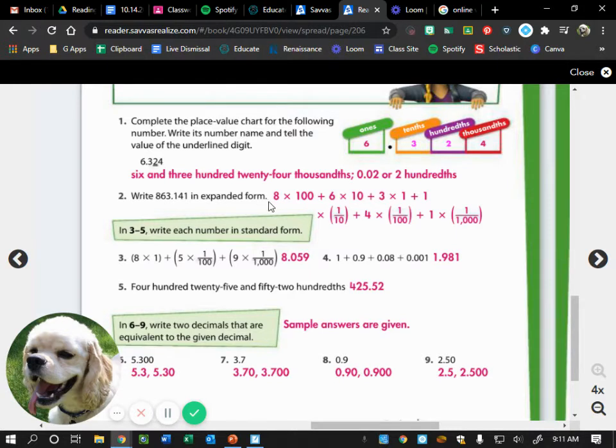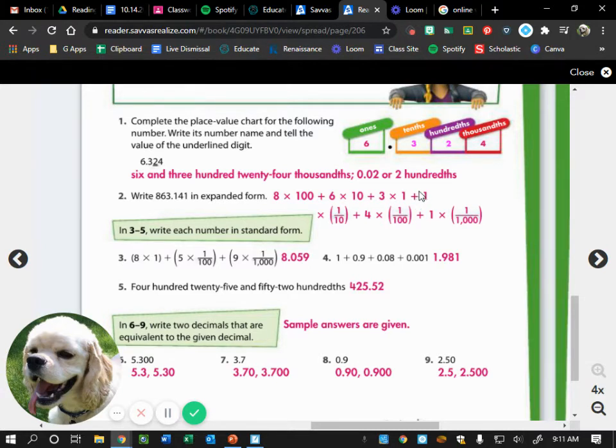Now, our book sometimes writes expanded form in a different way than what you may have written. So, for example, they take the digit, this 8, and then they multiply it by its place value. So they took 8 times 100. If you just wrote 800, that's totally okay. Then plus, and they wrote 6 times 10. If you just wrote 60, that would work. Plus, and they wrote 3 times 1. If you just wrote 3, that would work.